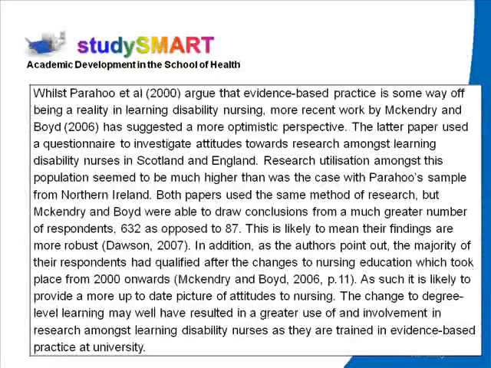This second extract is much more critical. It finds two pieces of research that are quite similar and compares and contrasts them. So it looks at the weaknesses and strengths, the differences and similarities between the two pieces. It also brings in a third reference to comment on the appropriateness of methodology.